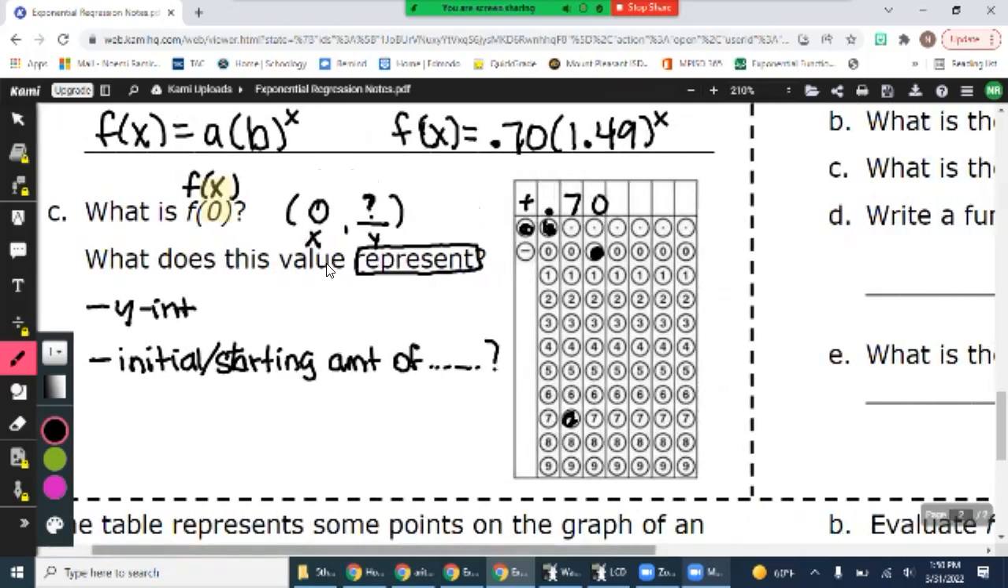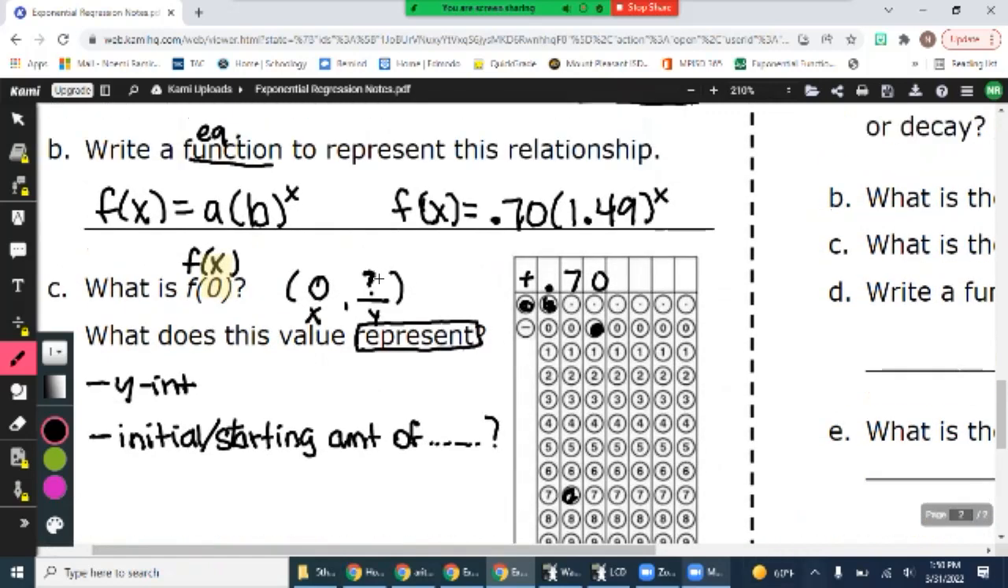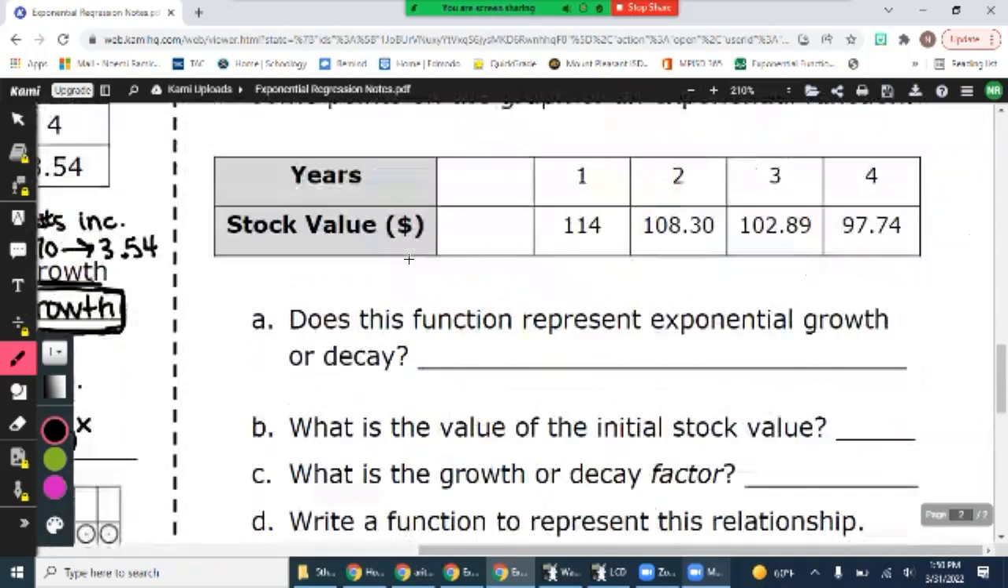Ready? All right, go ahead and work out the next problem and I will meet you at the A equals and B equals screen. I'll meet you at the final screen.